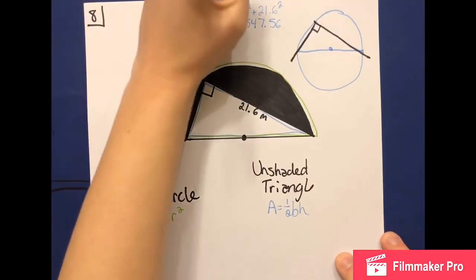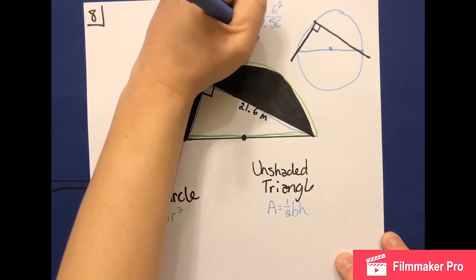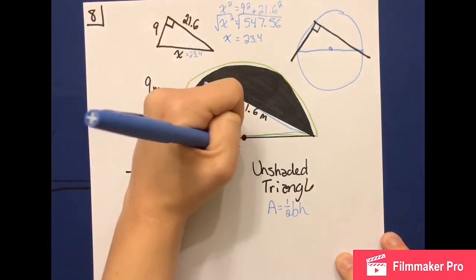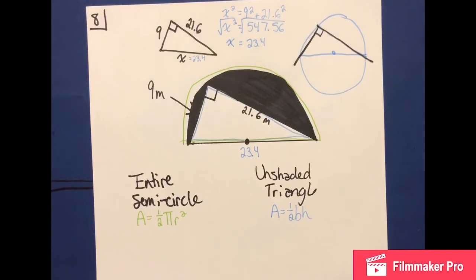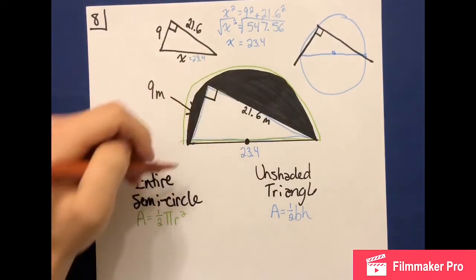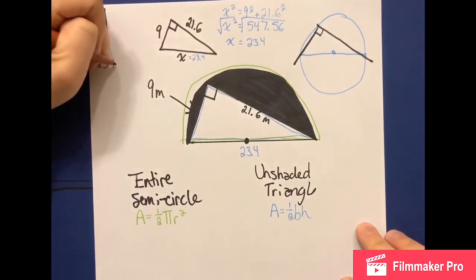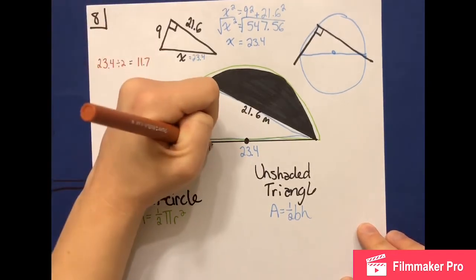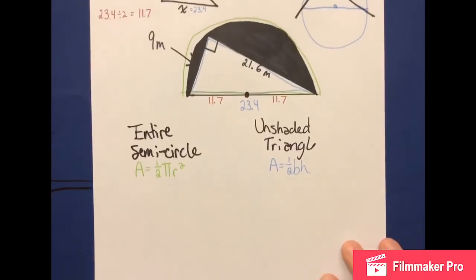I'm going to square root each side. I get x is equal to 23.4. So this whole length here is equal to 23.4. So this diameter is 23.4. Okay? I want to find the radius. So I'm just going to take this and I'm going to divide it by 2, which gives me 11.7. So I have 11.7 here, 11.7. I'm pretty much ready to go into my problem at this point.